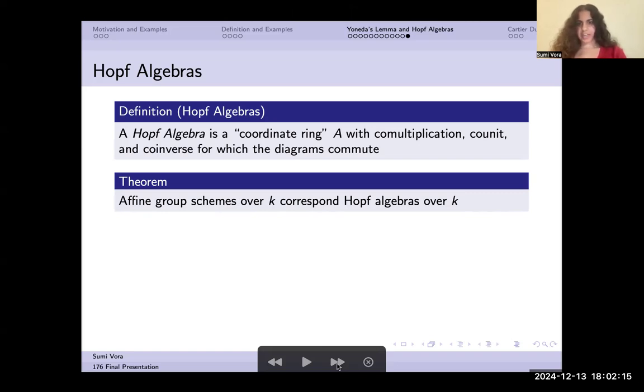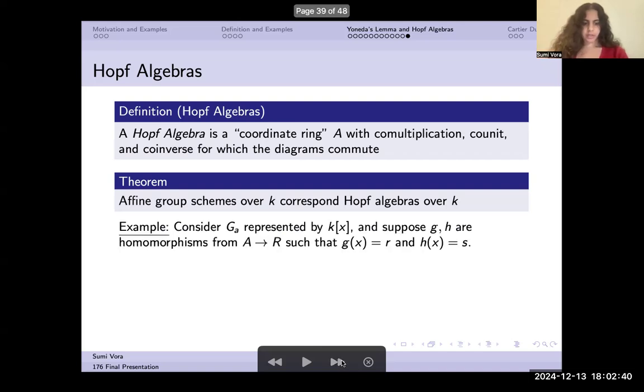we're just looking at A first in terms of A representing a group scheme. And so if we want to talk about an affine group scheme, then we can actually just talk about a Hopf algebra instead. And then we can use the properties or the theory of Hopf algebras to our advantage in order to say things about our group scheme.